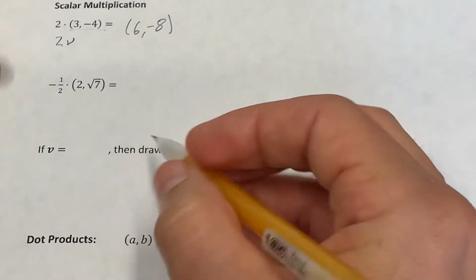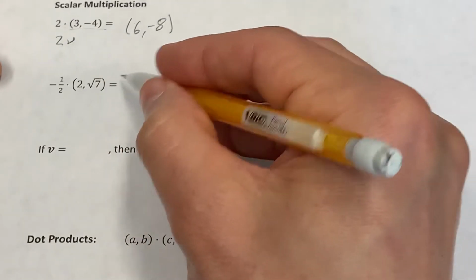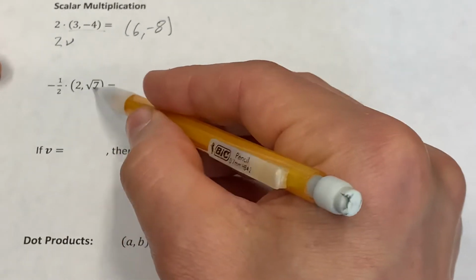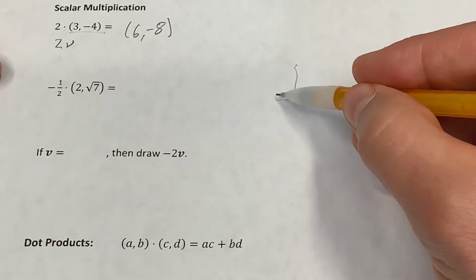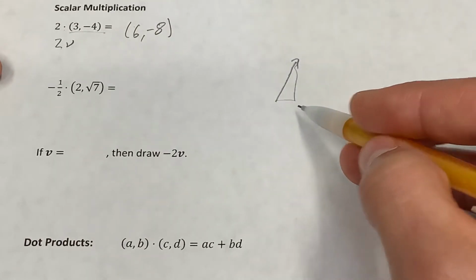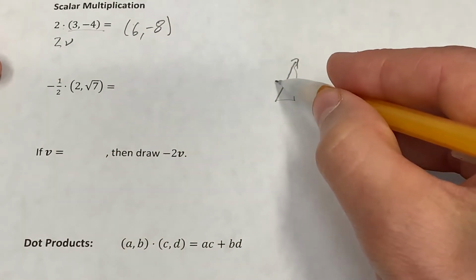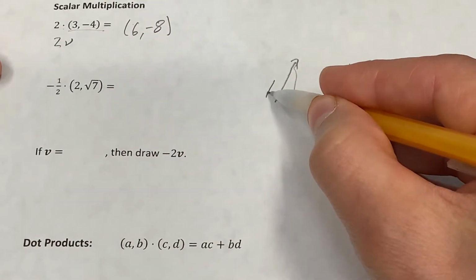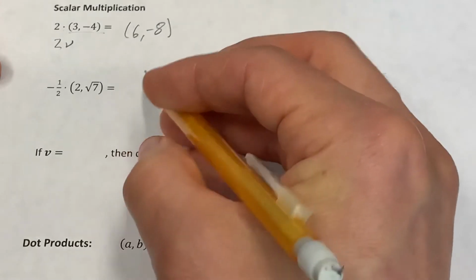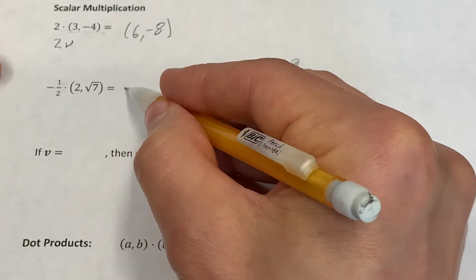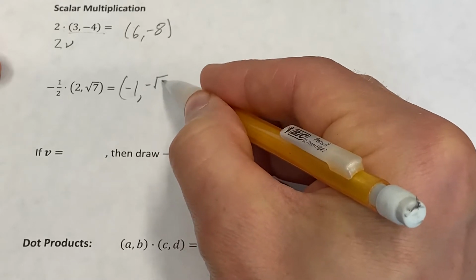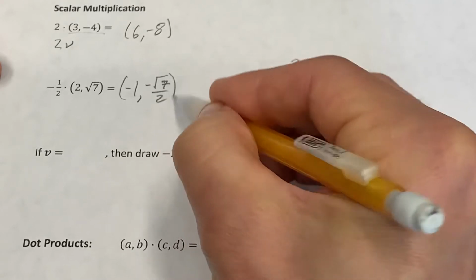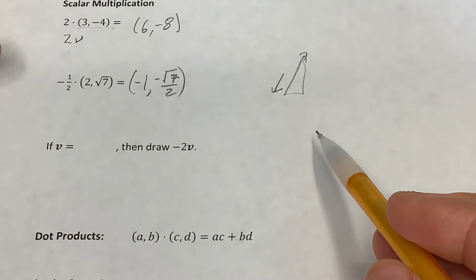How about this one? Well, shockingly, negatives come through also. And if you were thinking about this as being a vector that goes over 2 and up 7, if that was the original vector, this would be a vector that goes the opposite direction and half as long, right? So this is -1, negative root 7 over 2. And you could do that entirely with pictures.